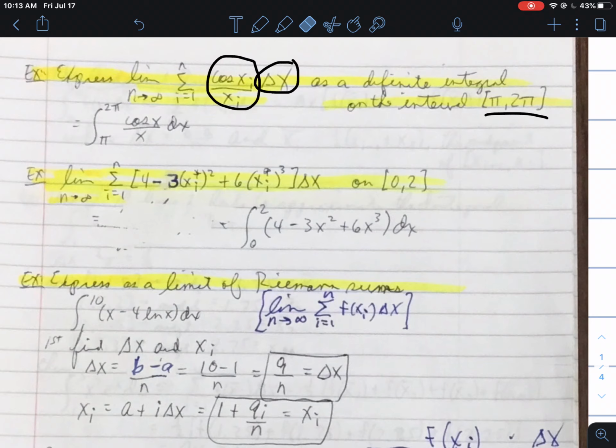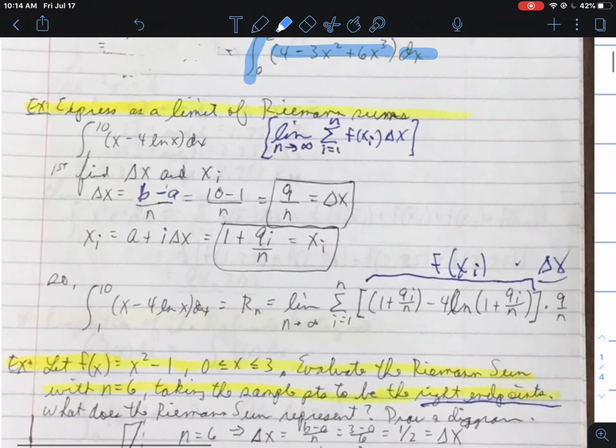So for the second one, the limit as n approaches infinity, the sum as i goes from 1 to n of 4 minus 3 x sub i star squared plus 6 x sub i star cubed delta x on the interval from 0 to 2. So again, there's our integral from 0 to 2, with our provided limits of integration, of f of x, which again is simply 4 minus 3x squared plus 6x cubed. All right, so I'm just replacing x sub i star here with x. And then we replace delta x with dx. Don't read more into that. That's all there is to it, going from the limit of sums to the integral.